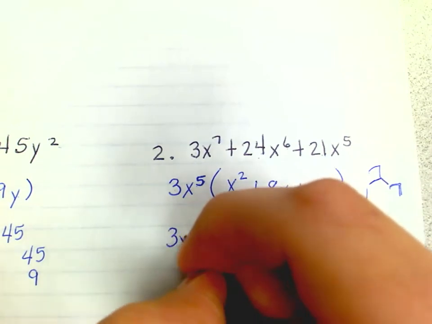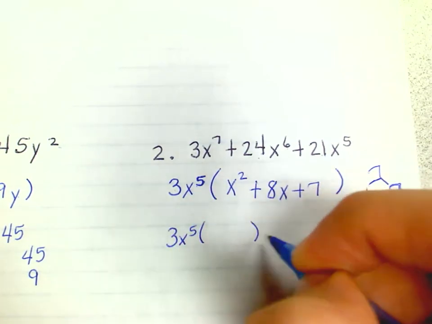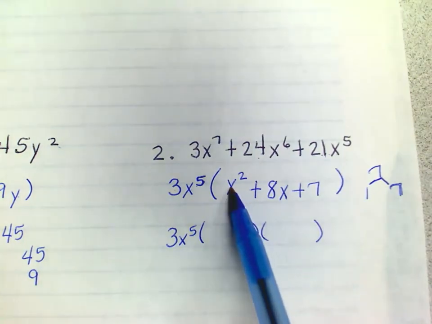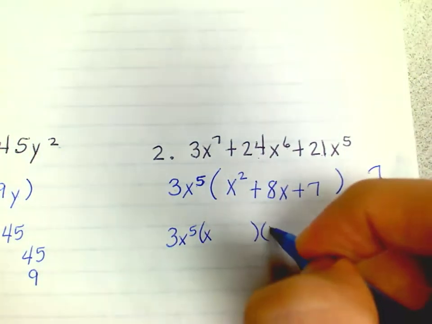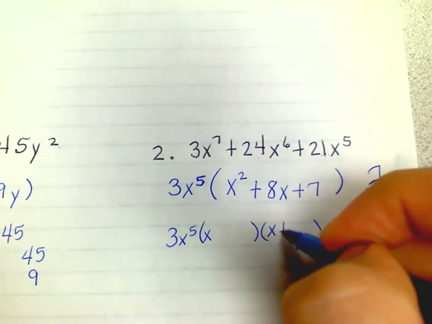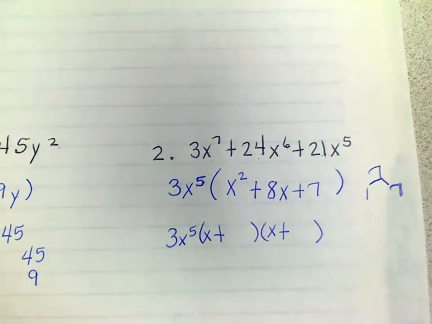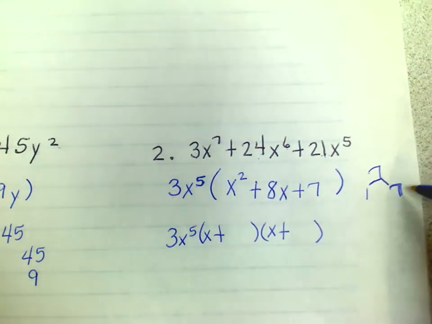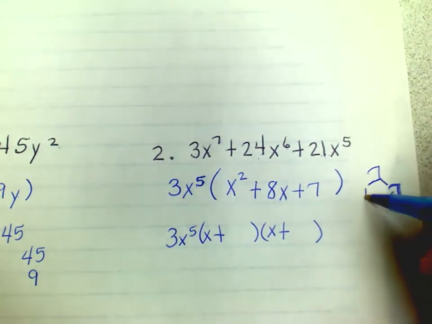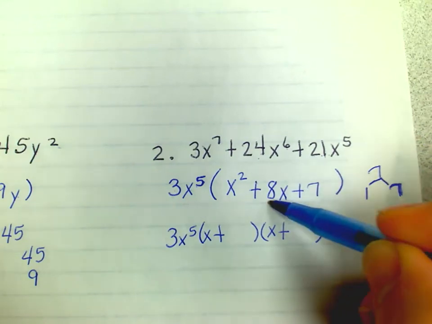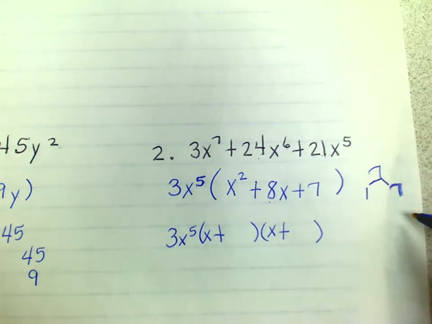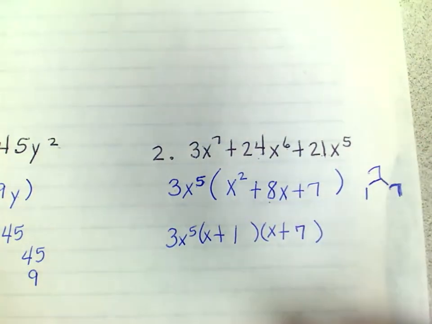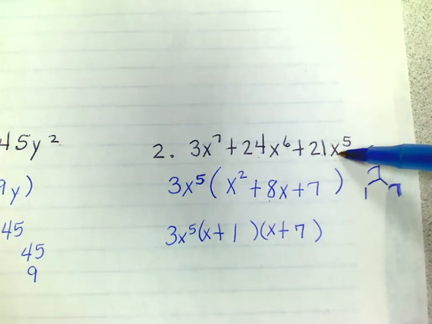Again, we write the x to the 5th, and then let's break it into 2 sets of parentheses. We know that the x squared tells us to write x's for both sets, and since we have positive signs throughout, we write the positives there. Using our only set that multiplies to give us 7, we look to see if we can add them to give us the 8, or the b term, and as you can tell, 1 plus 7 does yield 8, so write a 1 and a 7. And if you were to FOIL this out, you would get back to the original trinomial.